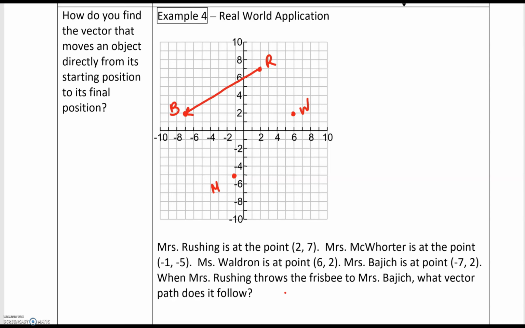So what vector path? Well, it looks like we went over 1, 2, 3, 4, 5, 6, 7, 8, 9, left 9, so -9. And then we went down 1, 2, 3, 4, 5. So -5. So left is negative and down is negative. I think I counted that right. 1, 2, 3, 4, 5, 6, 7, 8, 9. Yes, 9 and 5. Negative.